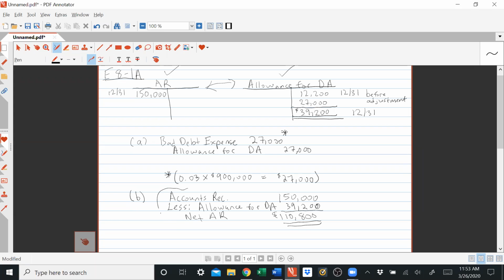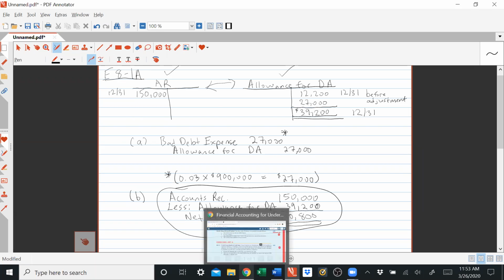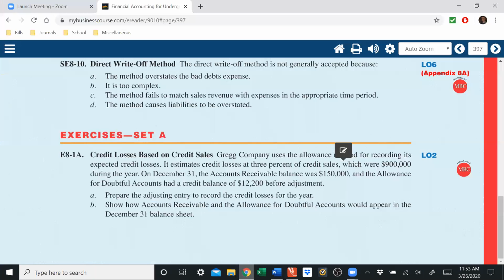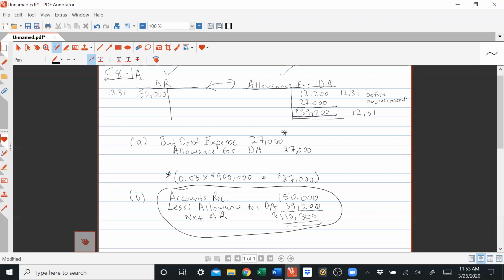So this right here is the balance sheet presentation for accounts receivable and the allowance for doubtful accounts. This is how they would appear. Right here is how they would appear on the 12/31 balance sheet. Any questions on this problem? I'm looking at the chat now to see if there's anything. Nothing?